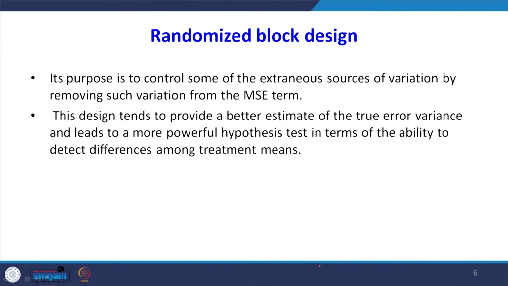Its purpose is to control some of the extraneous sources of variation by removing such variation from the MSE term, that is the mean squared error term. This design tends to provide a better estimate of the true error variance and leads to a more powerful hypothesis test in terms of the ability to detect differences among treatment means.